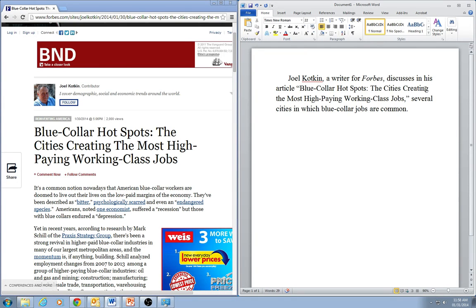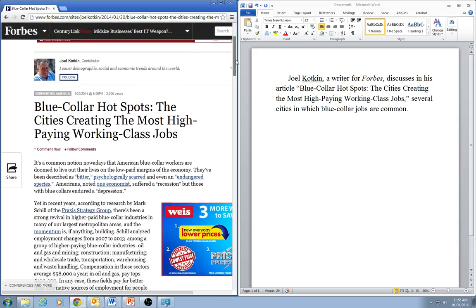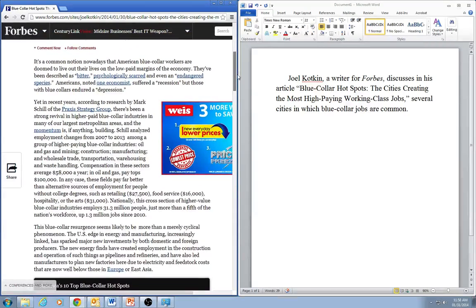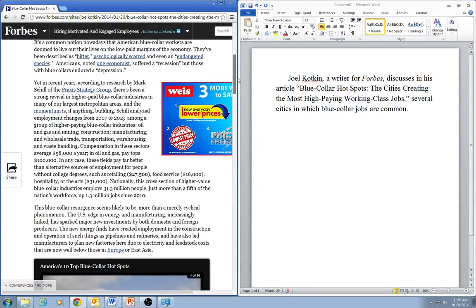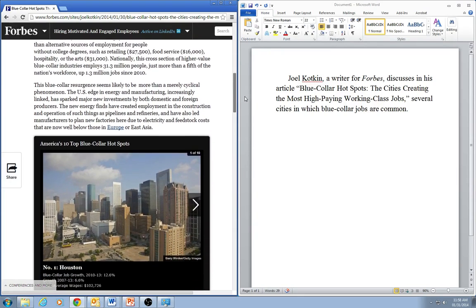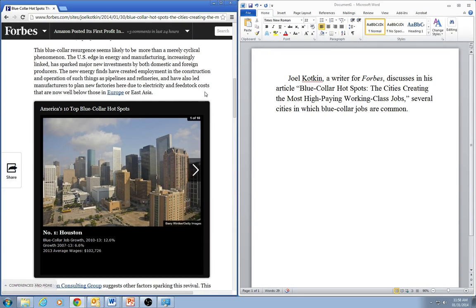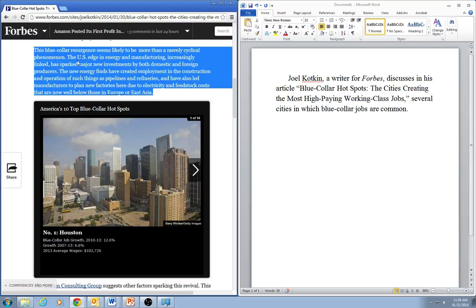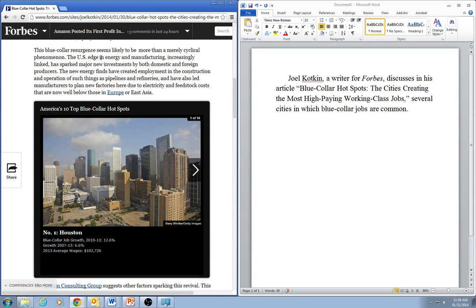Okay, now indicating sort of an overall focus, let's find some more specific content to provide for our reader in a direct quote. I'm going to be looking down here in this paragraph right here. I'm interested in this idea that he says the U.S. edge in engineering and manufacturing has sparked investments by domestic and foreign producers.